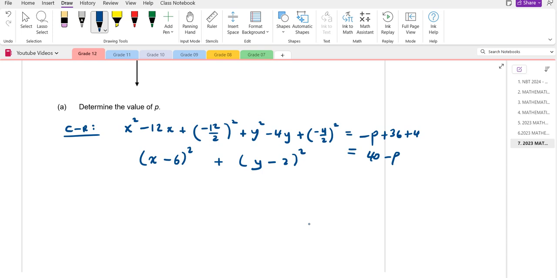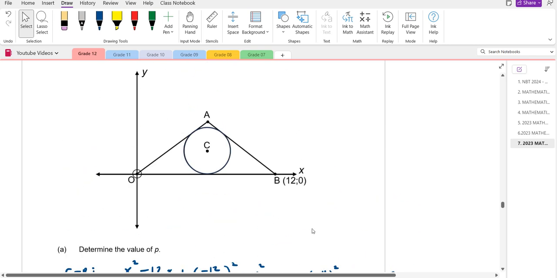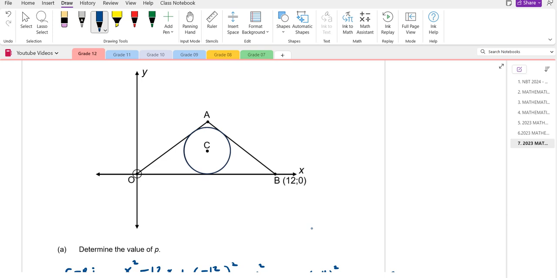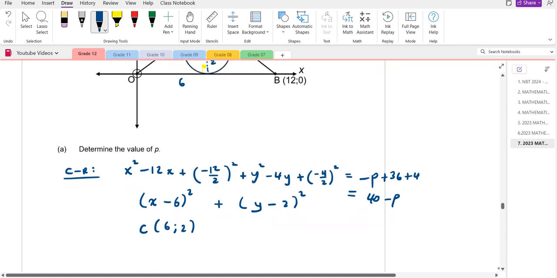I hope you understand this. So we know the center of the circle is (6, 2). So what's the height here? That's 2. And the distance from there to there is 6. Remember, this is also 90 degrees, so the distance from here to there is 6. So the center is (6, 2), and we can say the radius is equal to 2.